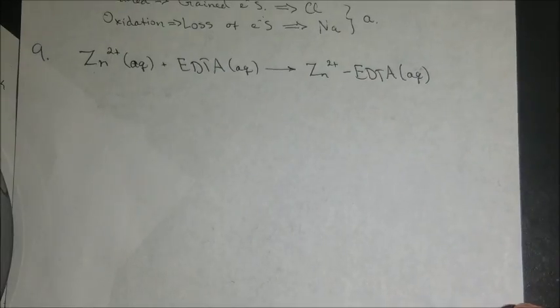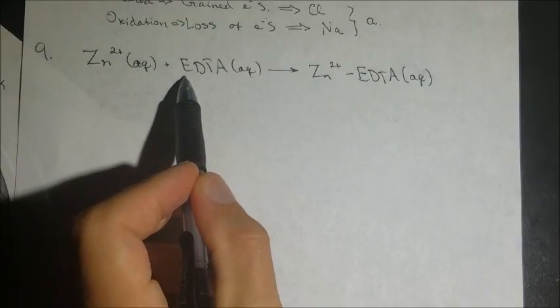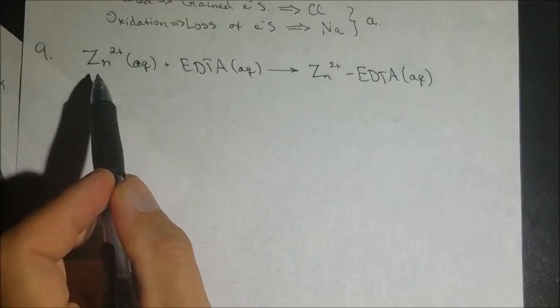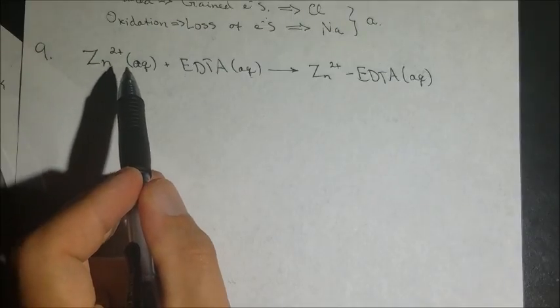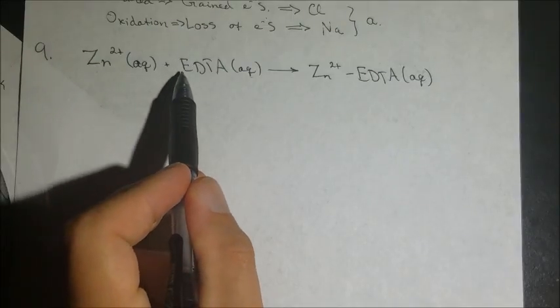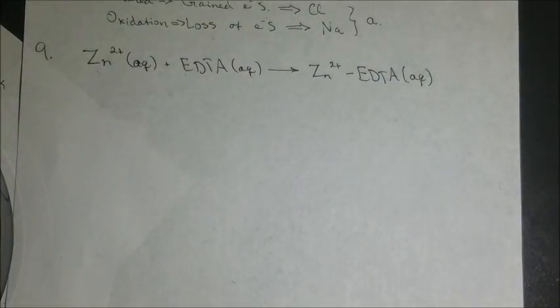You just got to look at this equation and go, okay, well, if I add a certain amount of EDTA, I can use the equation to tell me what mole-to-mole relationship exists between the amount of EDTA I added and the amount of zinc that was in the solution. So let's go ahead and utilize that relationship to figure out how much zinc was in the solution.